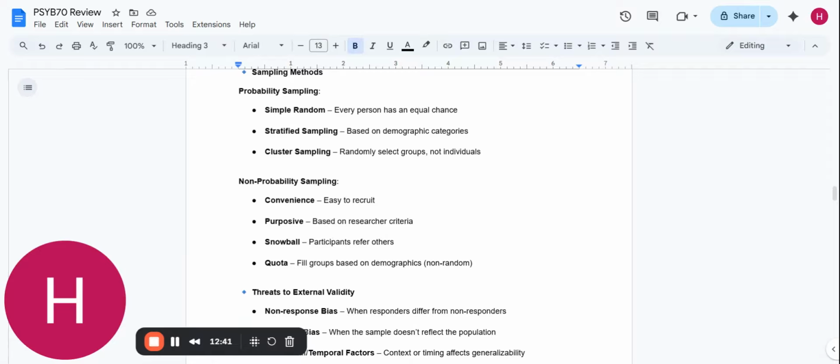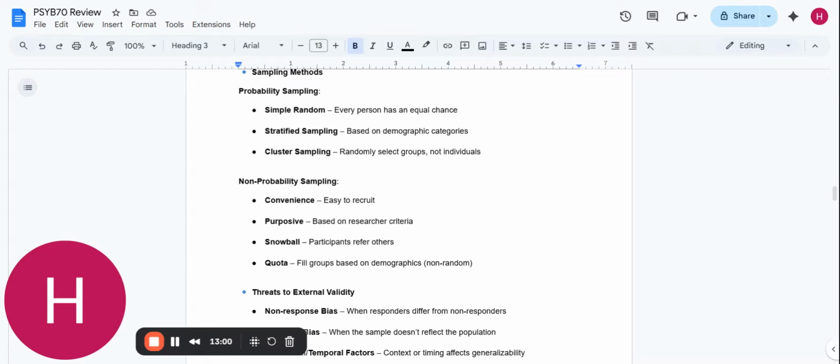So let's first move forward with probability sampling. Probability sampling has three different types: simple random, stratified, and cluster sampling. Simple random means that every person has an equal chance. We don't have any criteria. We just have different people all in one pool and we're taking out of that pool.